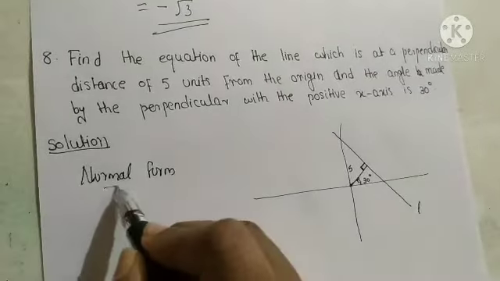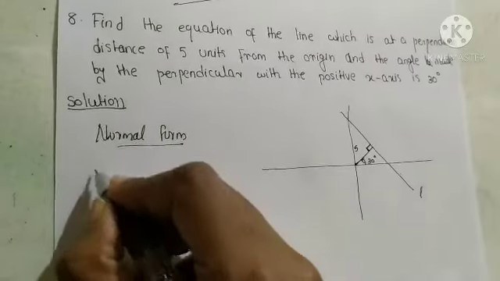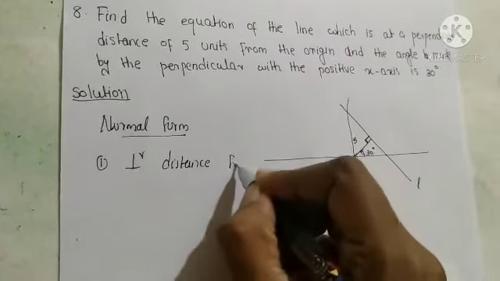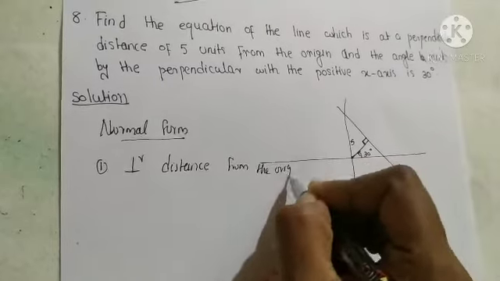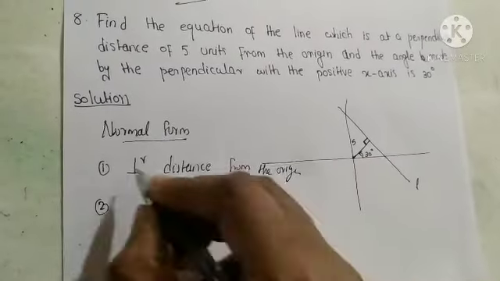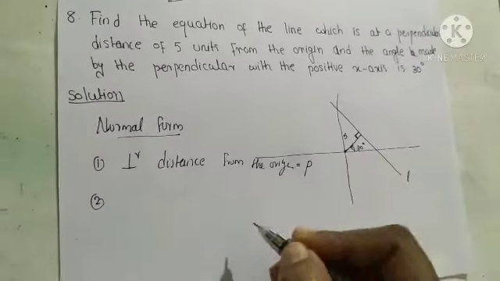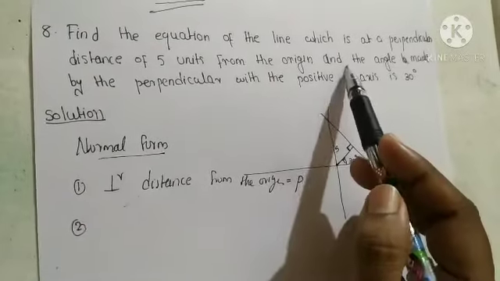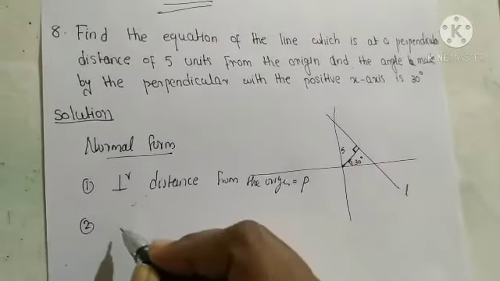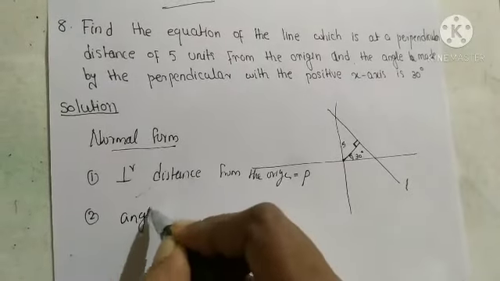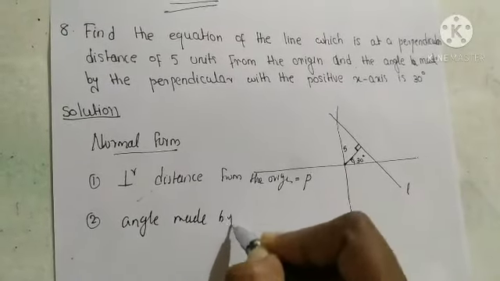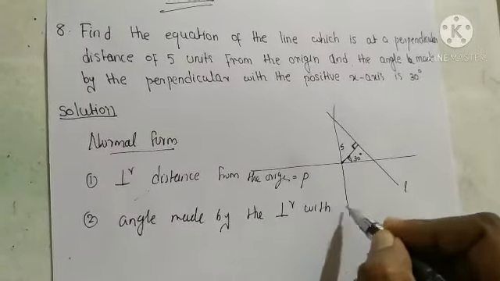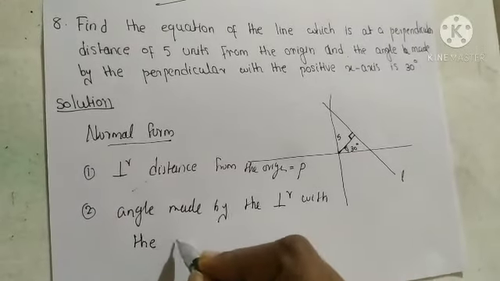We know that in normal form two data are required. First data is the perpendicular distance from the origin, and it is denoted as P, right? And the second one is the angle made by the perpendicular with the positive x-axis.